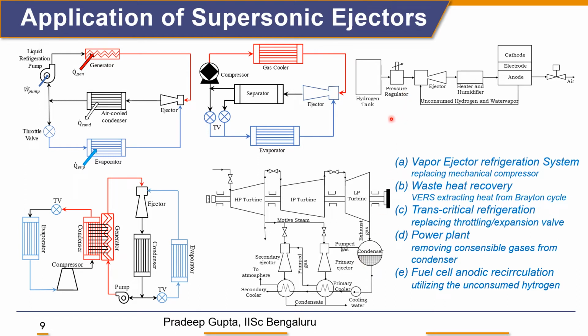In the fifth one, the ejector has been used in the fuel cell stack. Normally in a fuel cell stack, we are providing hydrogen in excess for the complete combustion of hydrogen at the anode. In that case, the unburnt hydrogen will be wasted to the ambient. To reduce the wastage, or to utilize this hydrogen at the anode, we are using the ejector, which sucks the unburnt or unconsumed hydrogen by the low pressure created from the hydrogen tanks.